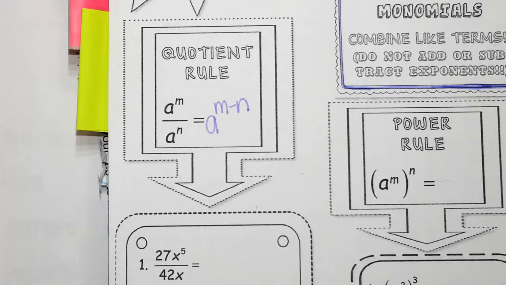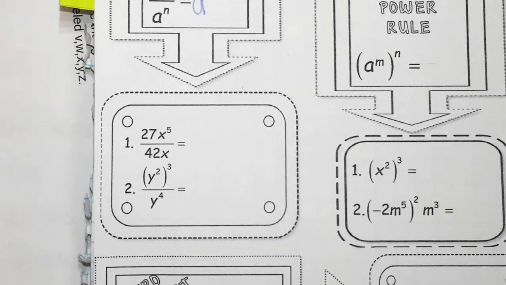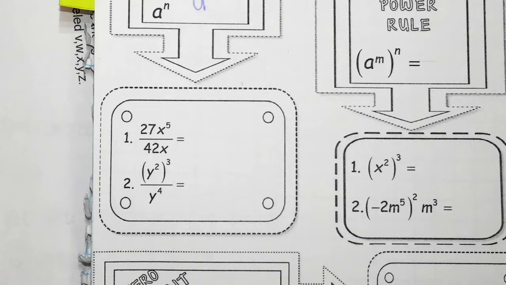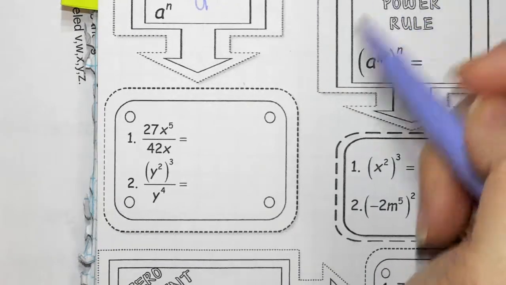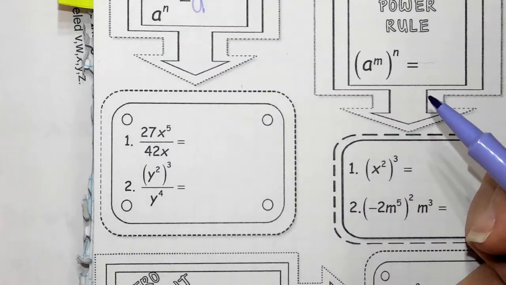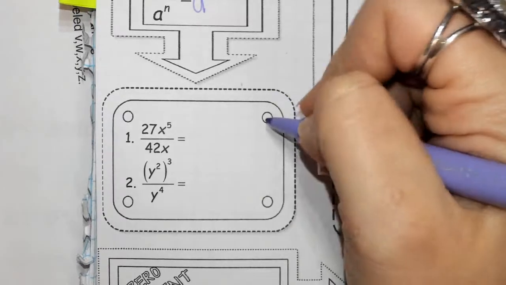What do we do with the coefficients? Not the coefficients. The coefficients are the big numbers. What do we do with the big numbers? Divide them. Yes, good, Elmer. Take another point.